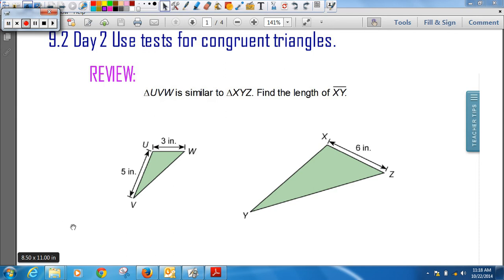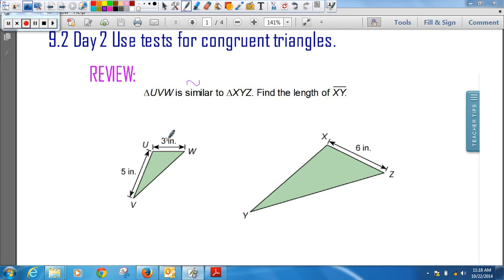Today we will be doing 9.2 day 2, which is using tests for similar triangles. So if we review this first one, it says triangle UVW is similar to triangle XYZ. First of all, our similar symbol looks like that, and it wants us to find the length of XY. Well, we must remember that the ratios of the corresponding sides are congruent.